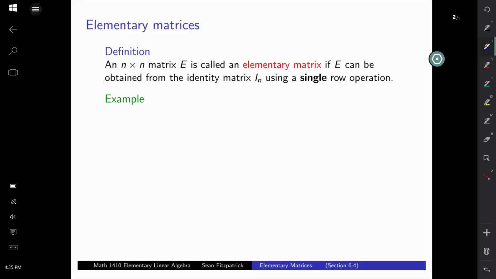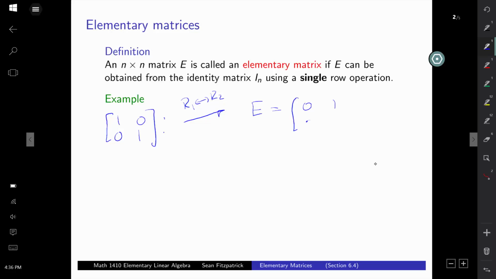In any case, what is an elementary matrix? An elementary matrix is anything that you can obtain by applying one row operation to the identity matrix. So let's look at some examples. Let's do some 2 by 2 examples. If I did a row operation like switching row 1 and row 2, I could get an elementary matrix like so.